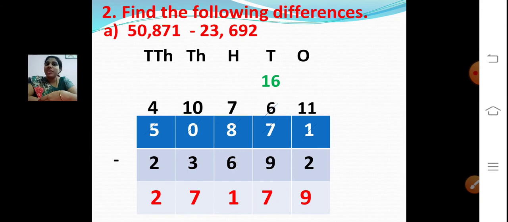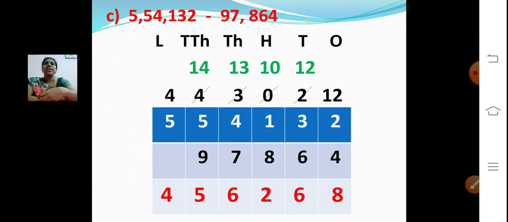Find the following differences. Last class we saw this, right? Now we are going to continue with the sums. Last class, in question 2, find the following differences, we saw A and B sums, right? Now we are going to continue with the C sum. What do you mean by differences? Subtraction, right? You're going to do subtraction. Now let's see the C sum.